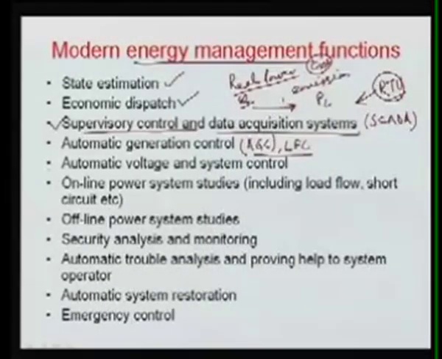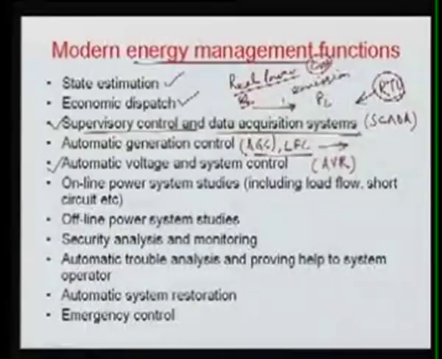Another is your automatic voltage and system control. Sometimes it's called automatic voltage regulator or automatic voltage control. In any generating power system, we have two loops. A generator is equipped with an excitation system. That excitation system controls the voltage at the terminal of the generator, and also it sets the reactive power output.